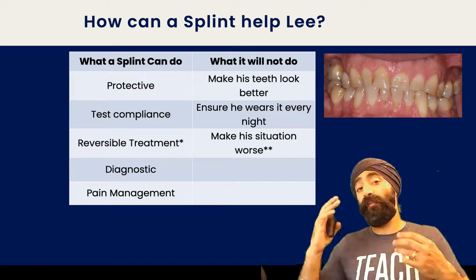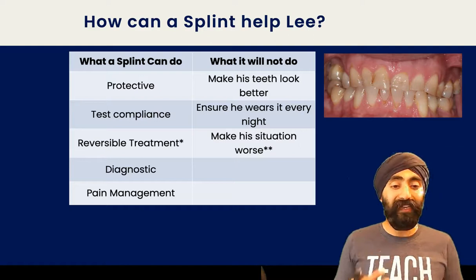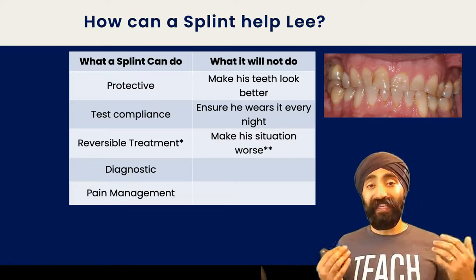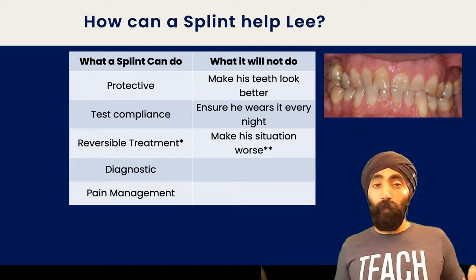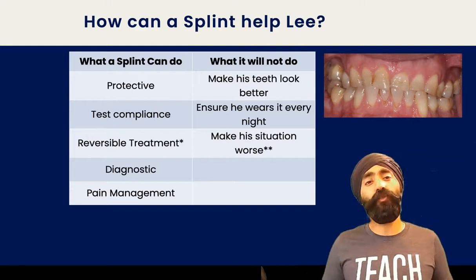For example, if he was in pain, then can we get rid of the pain using an appliance? And that can give us a lot of information. What a splint will not do is make his teeth look beautiful. It will not make sure that he wears it every night, because that's down to his compliance. And it's unlikely to make the situation worse.